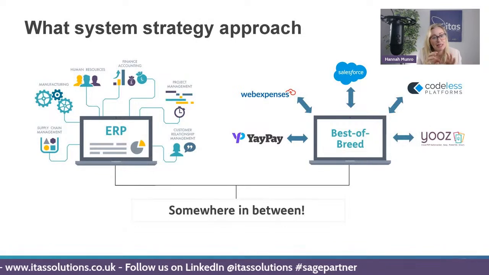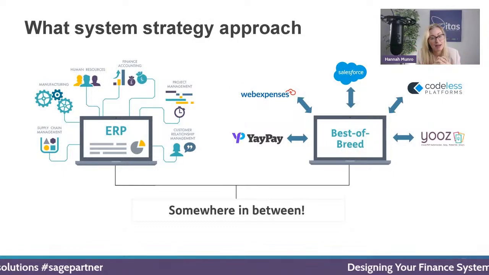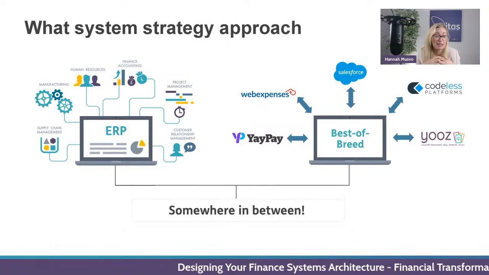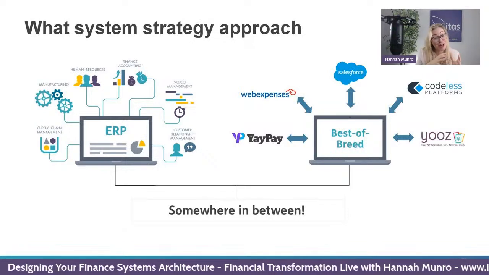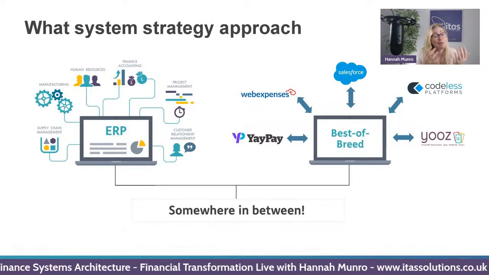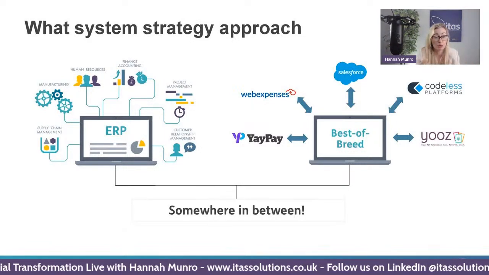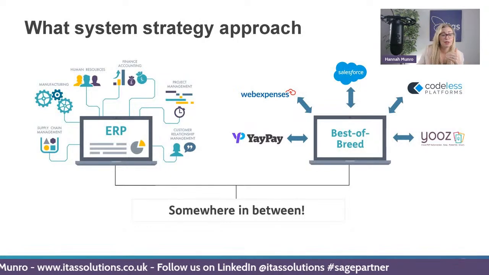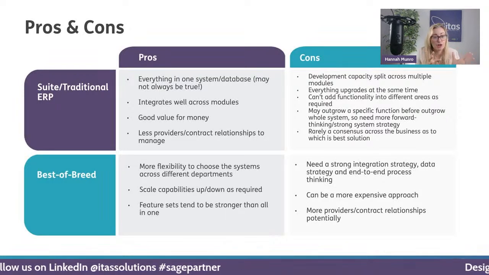But I do believe that this is a fundamental question that you should ask yourself before you go and choose any system: what is our strategy as a business towards this? And I will give you some questions to ask yourself so that it helps you decide which approach you want to take. But fundamentally, you need to think about the approach that you want to take to systems and what is going to work best for you as a business. Okay. So let's just talk about the pros and cons.